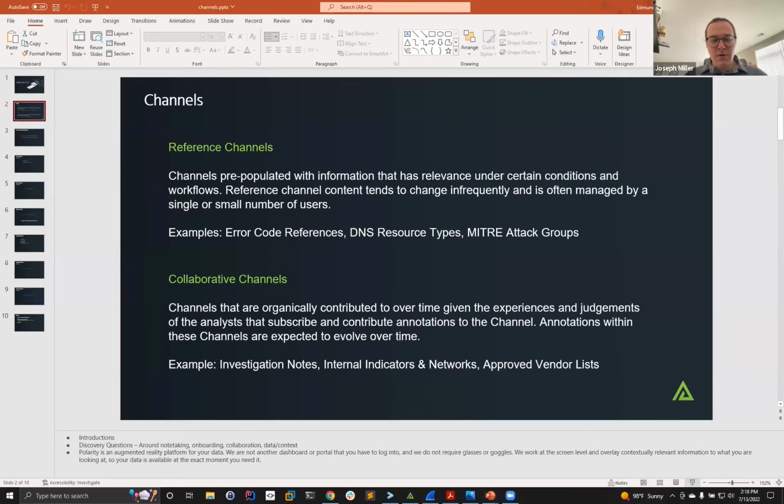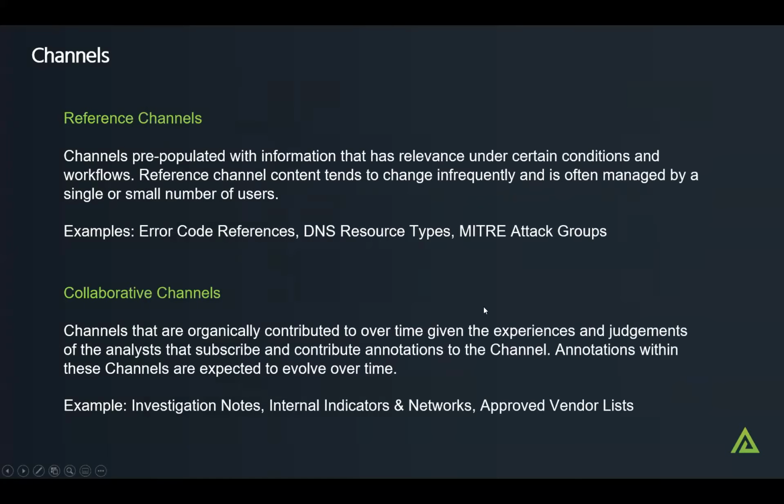So we like to break down channels into two types of channels. One is reference channels, and the other is collaborative channels. So reference channels, as the name implies, are typically containing reference data. So this is generally information that changes infrequently. Oftentimes there'll be just one or maybe two users that are managing the information in it, and you'll usually use the RBAC system to set these channels to read only, because you don't want folks adding information to it that might not be accurate or correct. So some examples for reference channels would be things like error code references.